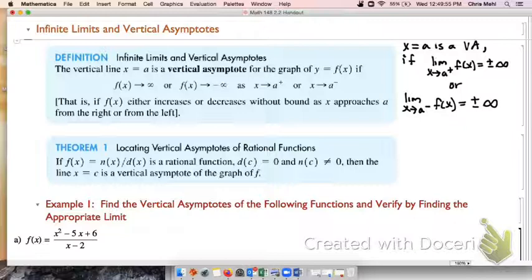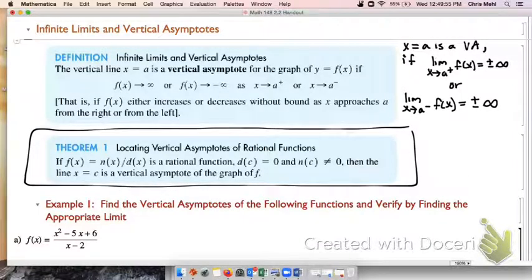Okay. Now, this is not how you locate vertical asymptotes. We can just use algebra or pre-calculus knowledge to find where vertical asymptotes are, but we would verify that something is a vertical asymptote by calculating one or both of these limits and showing that you get infinity or minus infinity. So if you look at the box down here, theorem 1, if you really want to know where your vertical asymptotes are, for a rational function, f of x equals n of x over d of x, you'll see some examples in a moment.